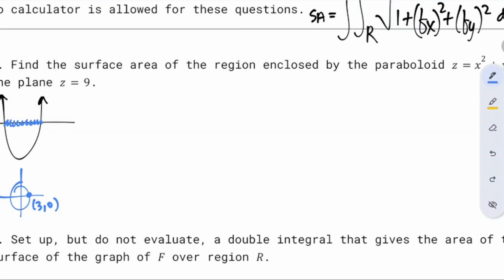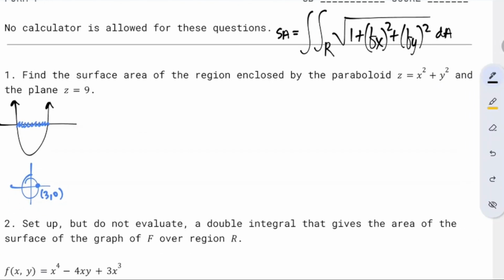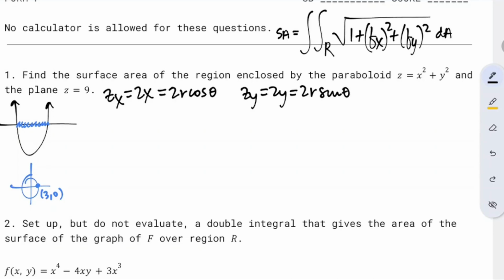Okay, so I'm going to actually take the derivatives first, and then I'll do the polar conversion later, because I want you to see it's really not scary. It actually helps a lot. So zx equals 2x, which is going to equal 2r cosine theta. Okay, zy is going to be 2y, which will eventually become 2r sine theta.